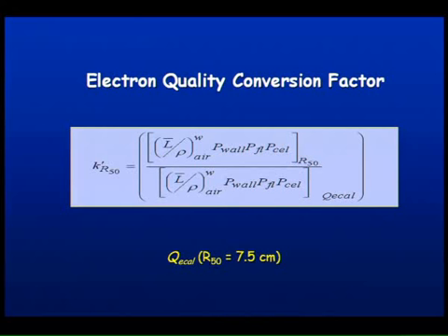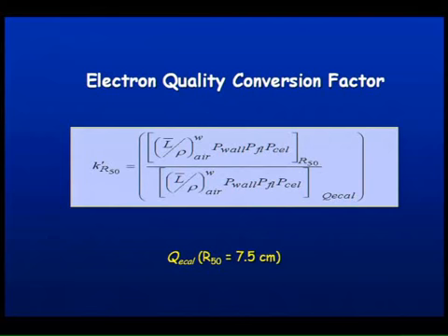The electron quality conversion factor is evaluated at the beam quality of interest, for electron beams from 6 MeV to 20 MeV, to the arbitrary electron beam quality QE cal. It's a fixed beam quality. And it's a ratio of water to air stopping power ratio and the various perturbation factors.